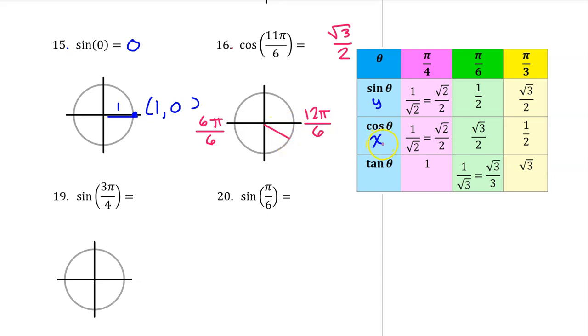On the unit circle, cosine is the x value. X values are positive in the fourth quadrant. We are to the right of the y-axis. Therefore, we can just leave the answer as positive radical 3 over 2.